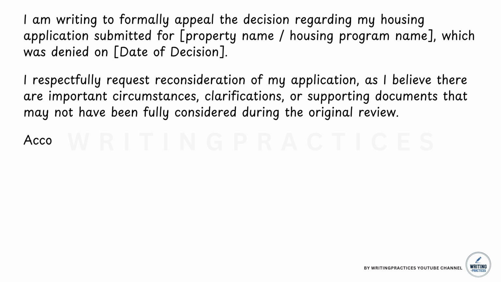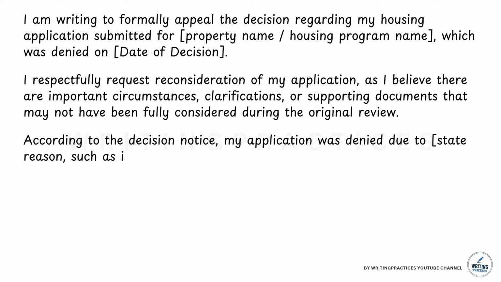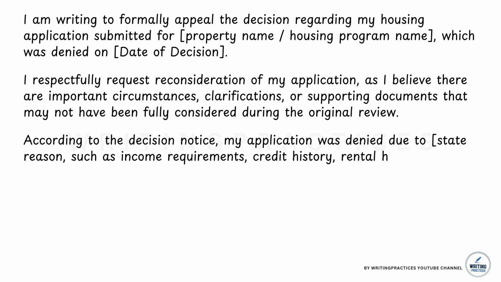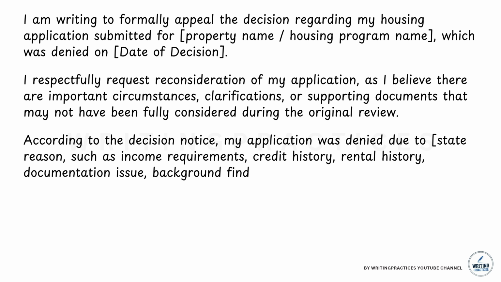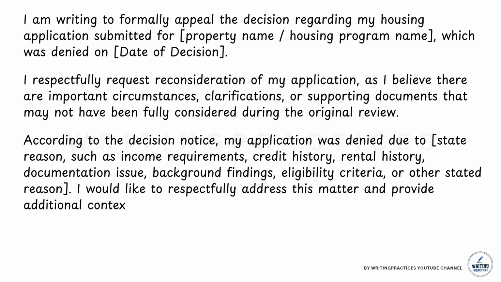Reason for denial section. This is where you directly address the reason your application was denied. This is one of the most important parts of the appeal because you must respond specifically to the stated issue. For example, according to the decision notice, my application was denied due to credit history concerns. I would like to respectfully address this matter and provide additional context. This shows that you are responding directly to the decision. For tip, always respond to the actual denial reason, not assumptions.